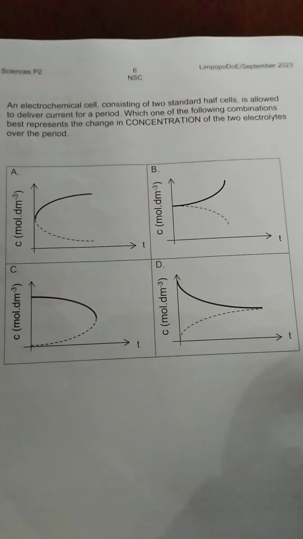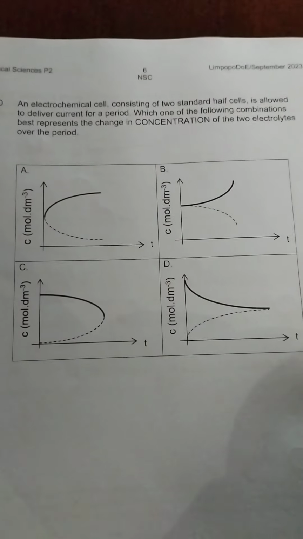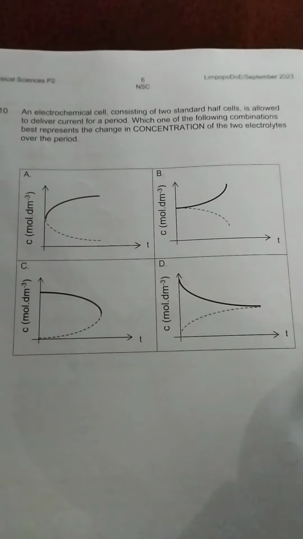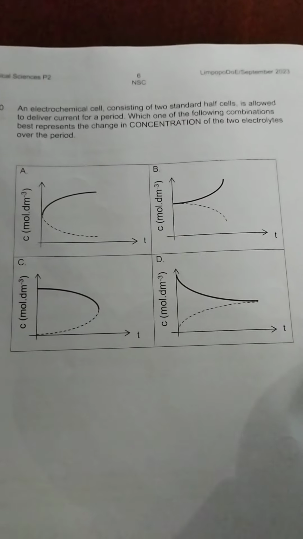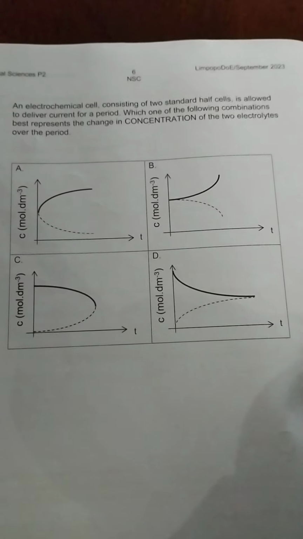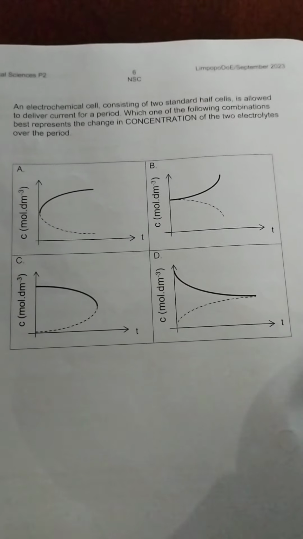Okay, let's finish up now. Remember, the previous question was galvanic cell. Now, the next question will be the other cell, which is the electrolytic cell. So, an electrochemical cell, which has two half cells, is allowed to deliver current over a period. Which one of the following combinations best represents a change in concentration of the two electrolytes per time? So, remember, it's undergoing in a battery. So now they're asking us about two electrolytes over time.